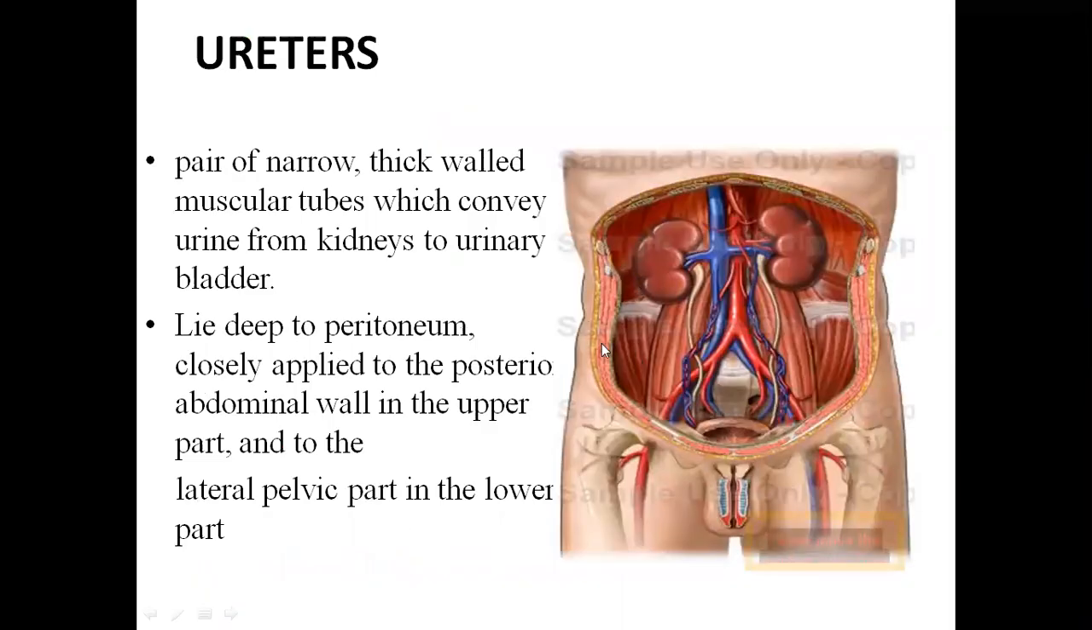Now, in the posterior abdominal wall, when many of the visceral organs are removed, you are finding kidneys there, right kidney, left kidney. From the hilum of the kidney, we have the ureter. So this is the right ureter and this is the left ureter. And the underlying muscle you are finding is psoas major. So the ureter is running over psoas major.